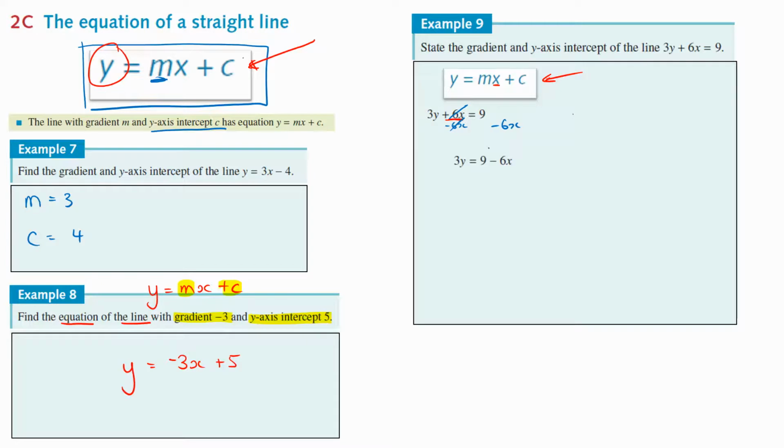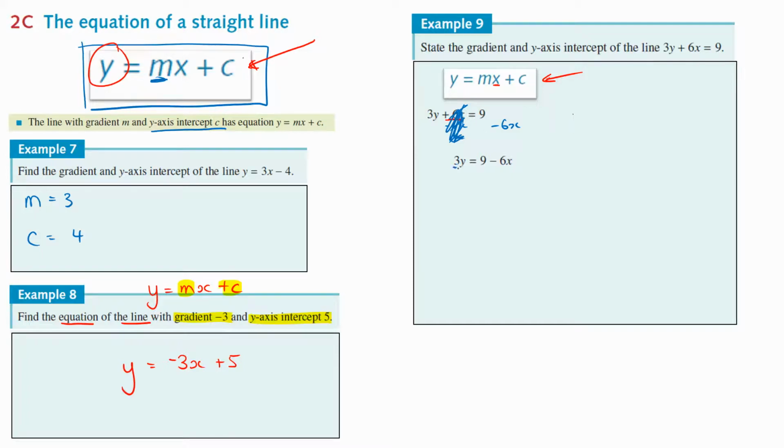Okay, so it's 9 minus 6x on the right-hand side. I remove this. This now becomes 0x, so of course that all disappears, and I'm left with 3y on the left-hand side. Okay? Now, still, I'm not happy because I still want y. I just want 1y. I didn't want 3y.